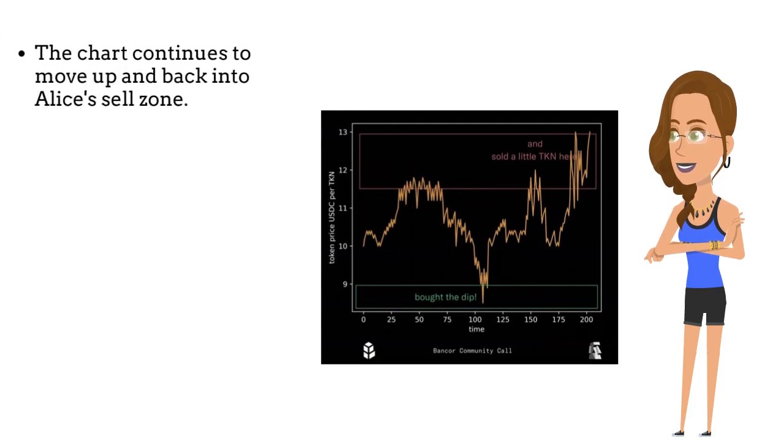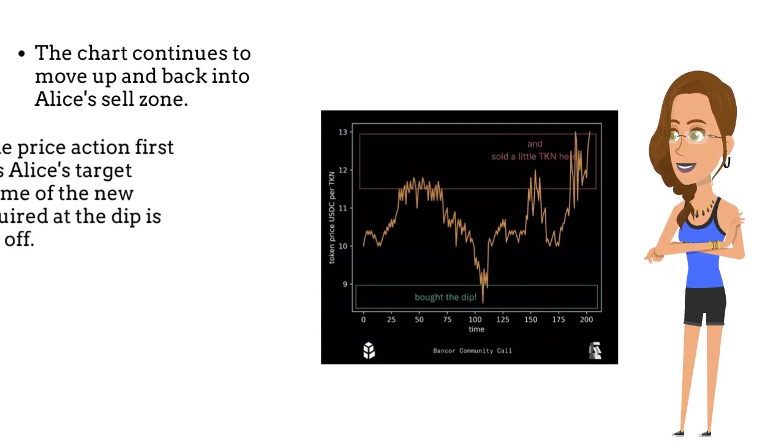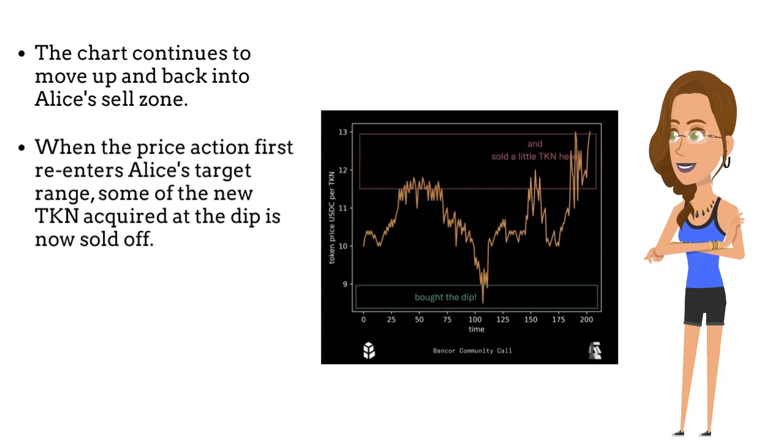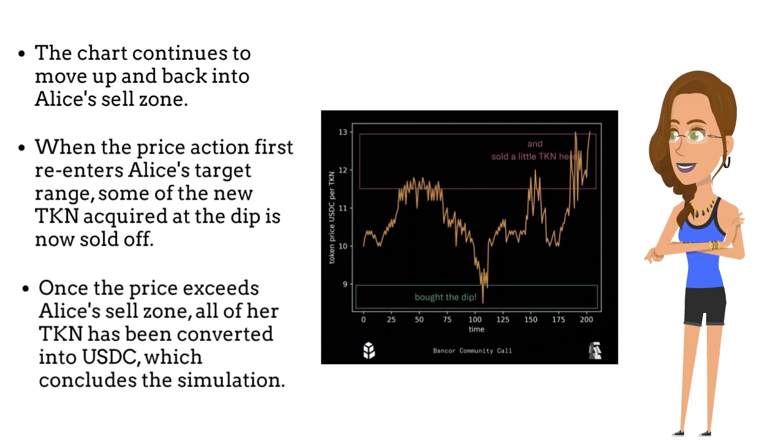The chart continues to move up and back into Alice's sell zone. When the price action first re-enters Alice's target range, some of the new TKN acquired at the dip is now sold off. Once the price exceeds Alice's sell zone, all of her TKN has been converted into USDC, which concludes the simulation.